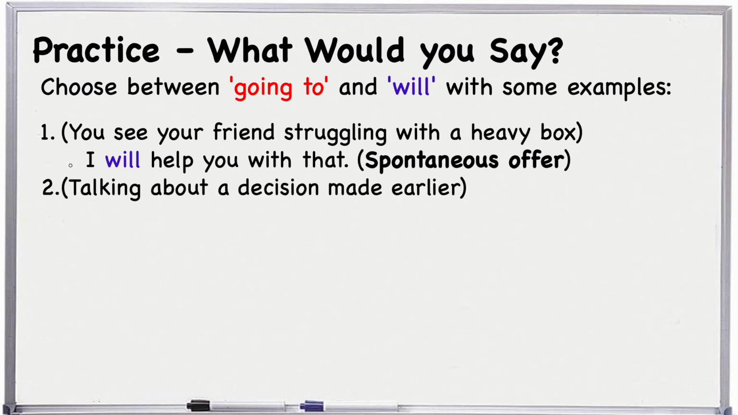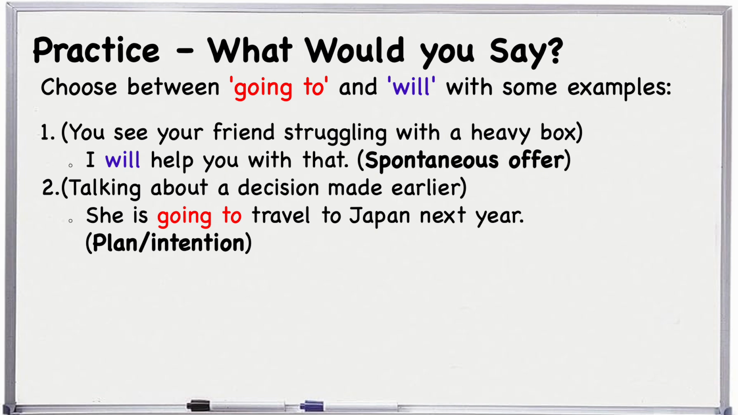Number 2, talking about a decision you made earlier. What sentence would you make here? Well, you could say, she is going to travel to Japan next year. See, that's a plan or that's an intention.